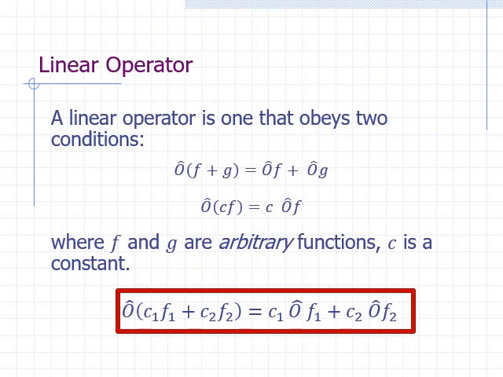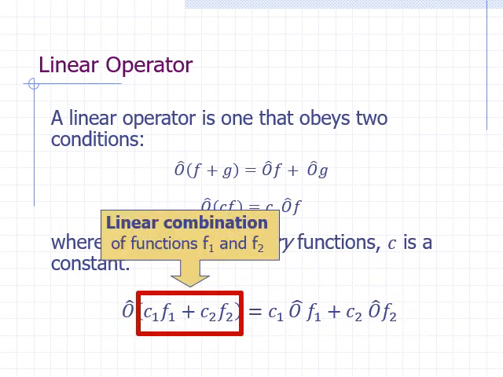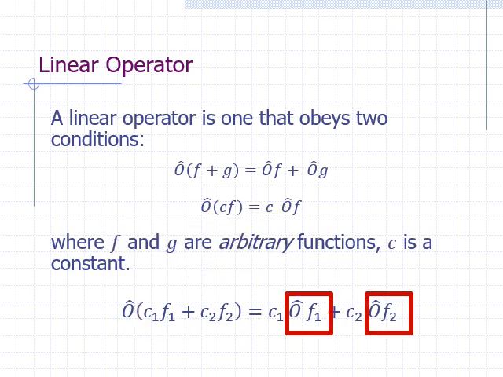Anytime we have a constant times a function plus a constant times another function, it's called a linear combination of the two functions. If you apply a linear operator on a linear combination of arbitrary functions, you get the same result by first applying the operator on the functions separately, then multiplying the results with the constants, then adding the results.